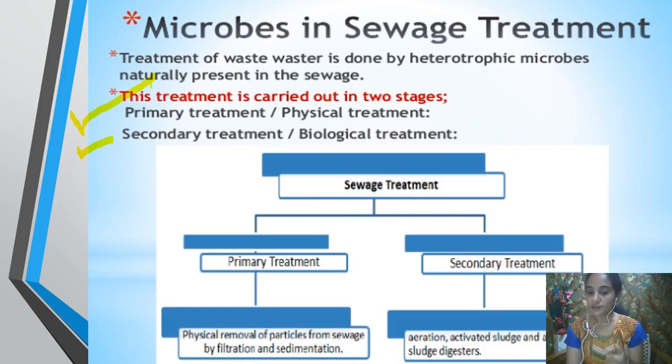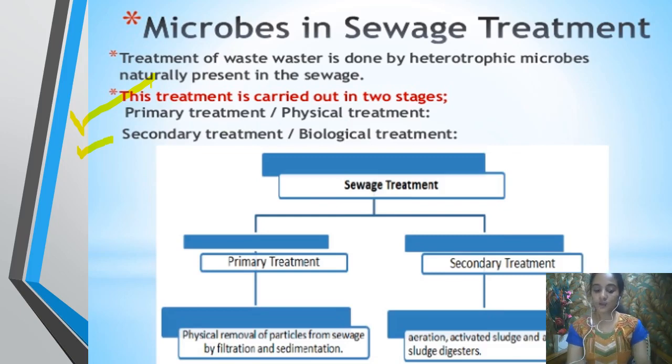Okay, and the secondary treatment is also called a biological treatment because we are using biological agents here, like microorganisms. That is why this heading has come in this chapter. So we are using some aerobic and anaerobic microorganisms to digest the sewage and to consume the organic matter present in the sewage. After that, we are dumping it into the rivers.